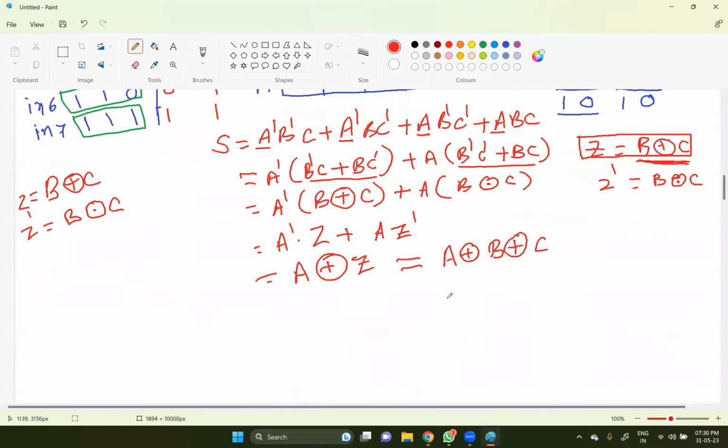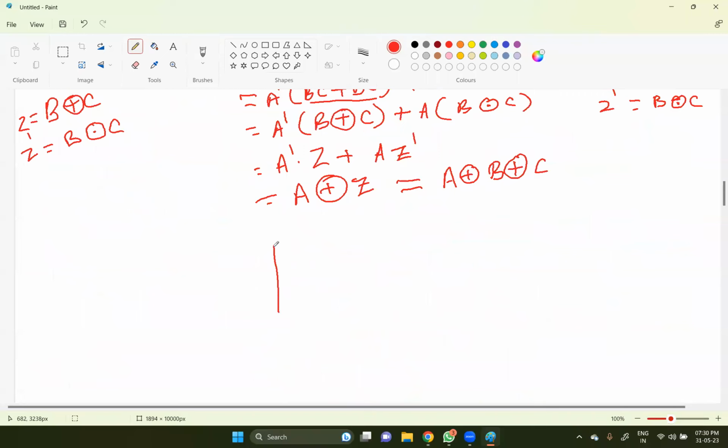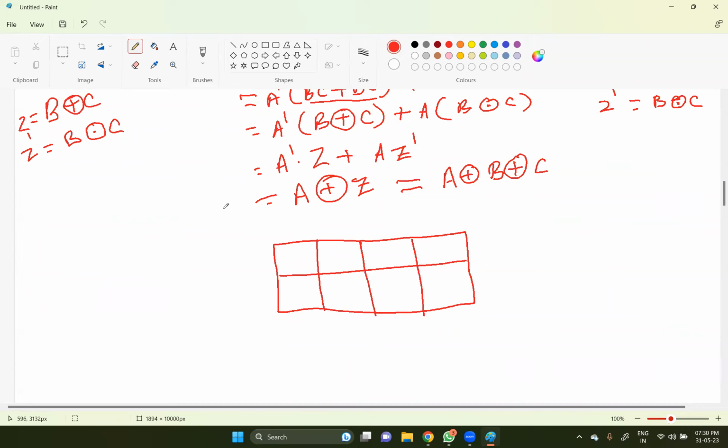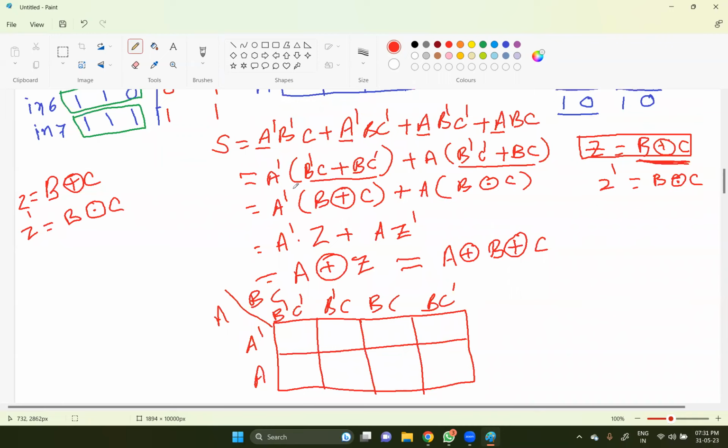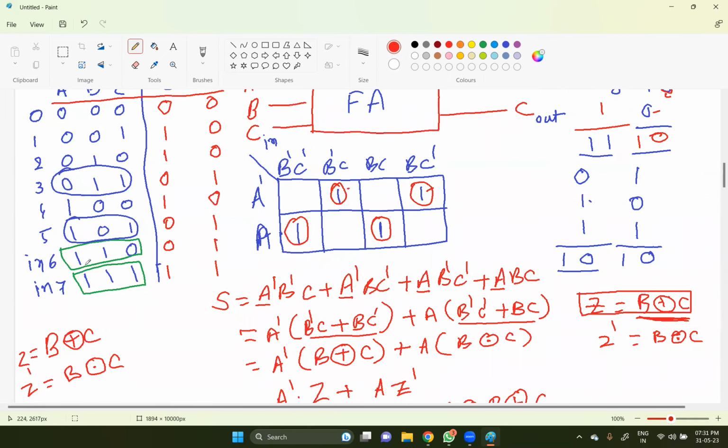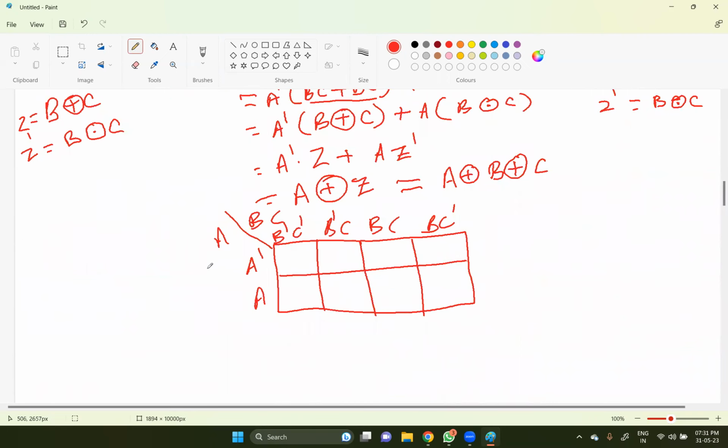Try to draw the Karnaugh map for C as well. So the carry's Karnaugh map here. Here it is A and here it is BC. A complement, A. B complement C complement, B complement C, BC, and BC complement. Look at this, where exactly the C values will be 3, 5, 6, 7. Look at this, 0, 1, this is 2, here it is 3, 4, 5, 6, and 7. You can observe this one here.